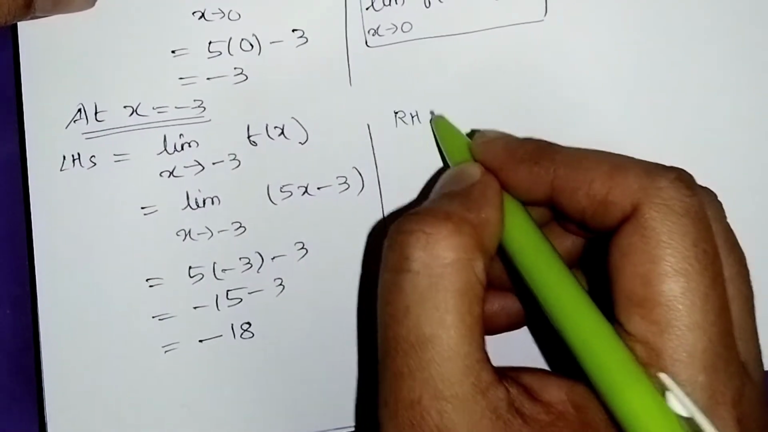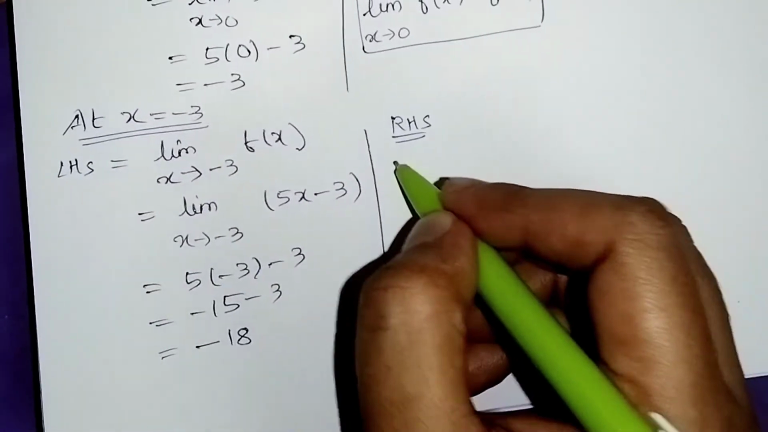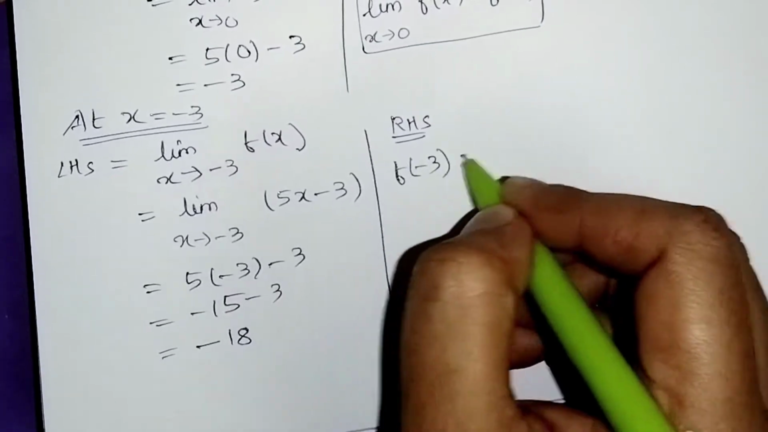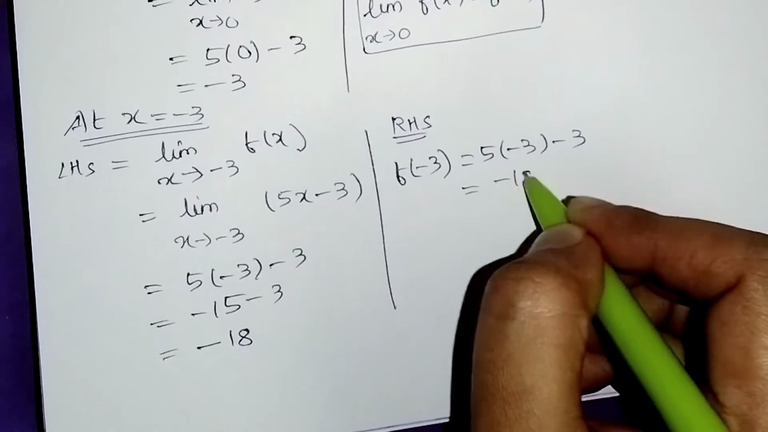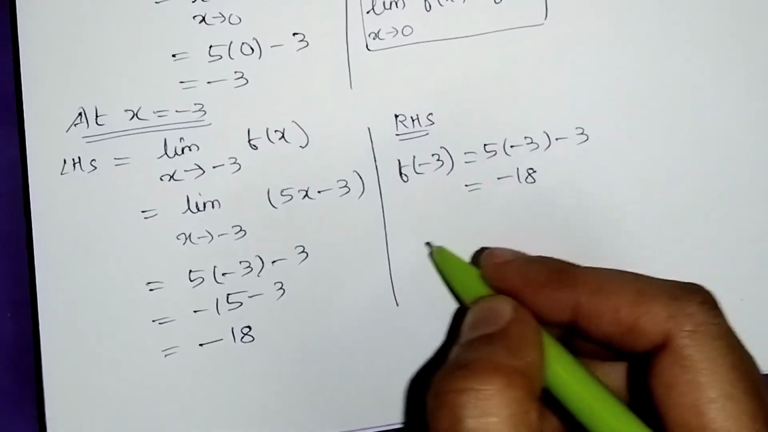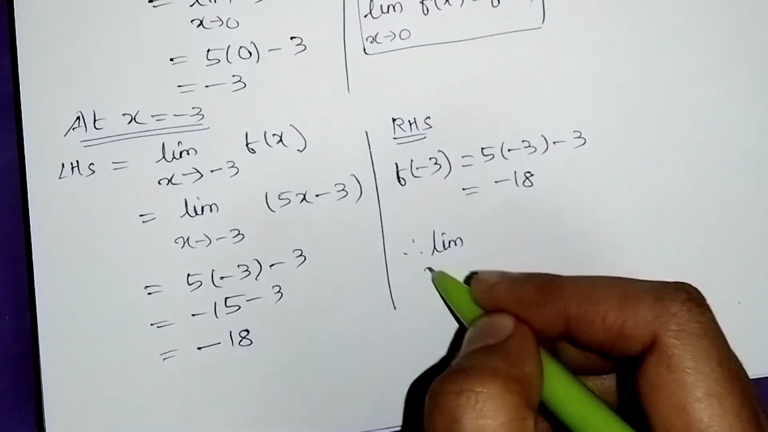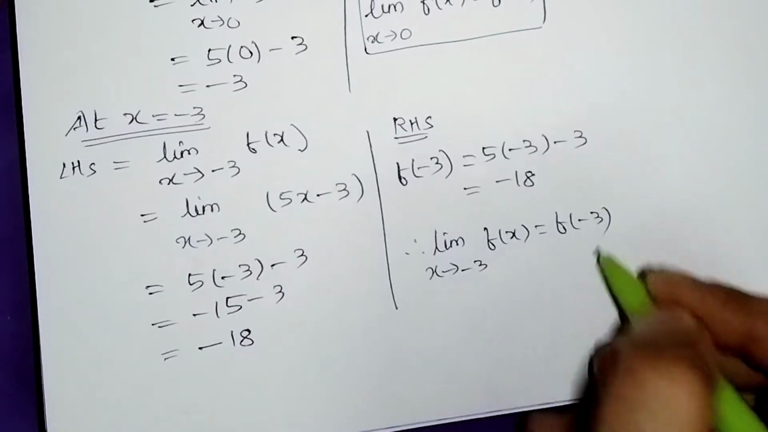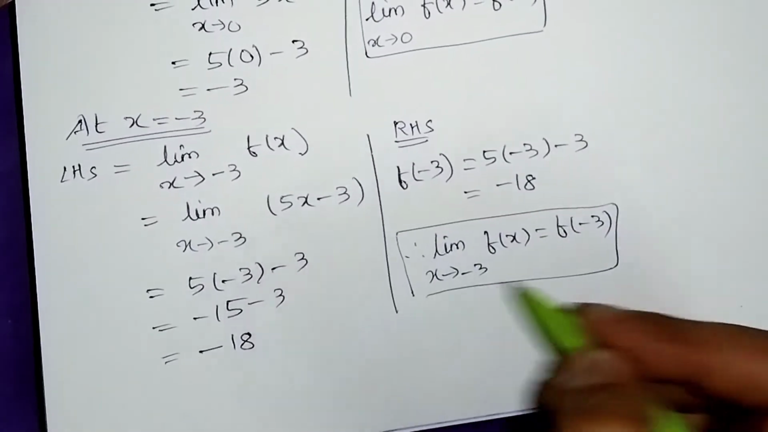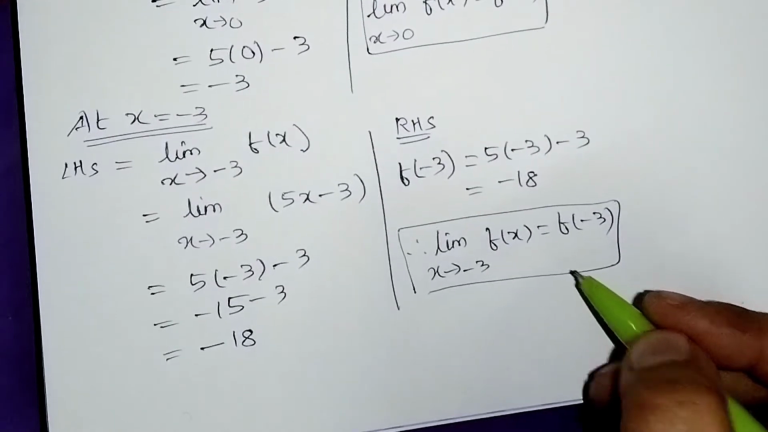And RHS is direct value substitution, that is f(-3), 5 into -3 minus 3, that is -15 minus 3, it is -18. The values are equal, therefore limit x tends to -3 of f(x) equals f(-3). Therefore the function is continuous at x = -3.